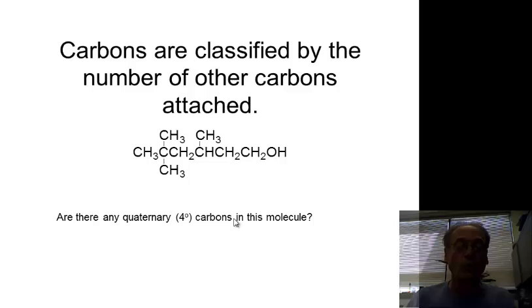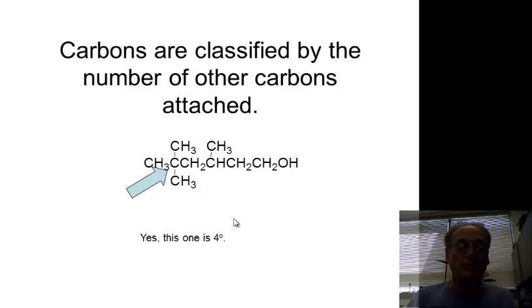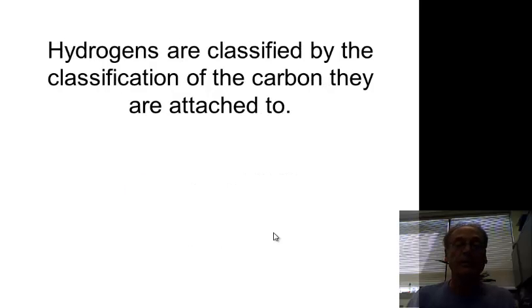And finally, are there any quaternary carbons in this molecule? I think you'll agree that one is quaternary because it's attached to four other carbons. So pretty simple idea. Primaries are attached to one carbon and so on. Now, how do we classify hydrogens within molecules? Well, they're classified by the classification of the carbon they're attached to, because of course hydrogens are always attached to only one other atom. So we'll classify them based on the carbon they're attached to.